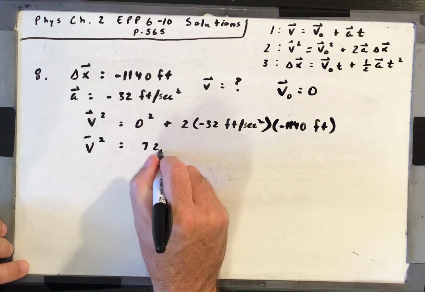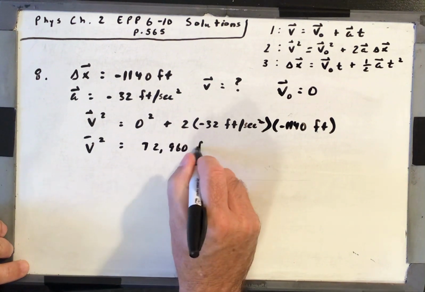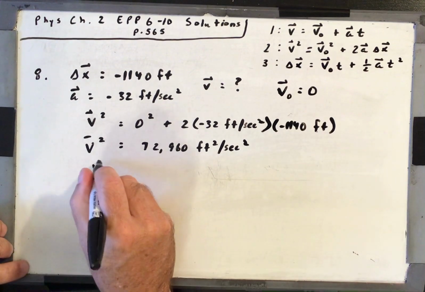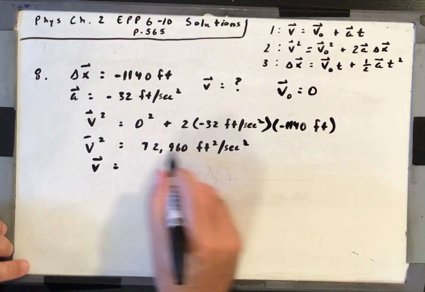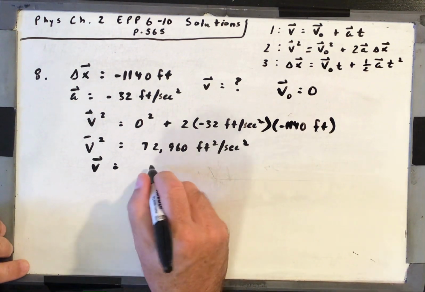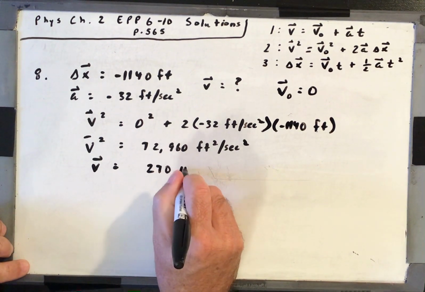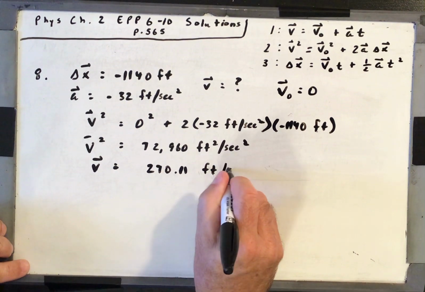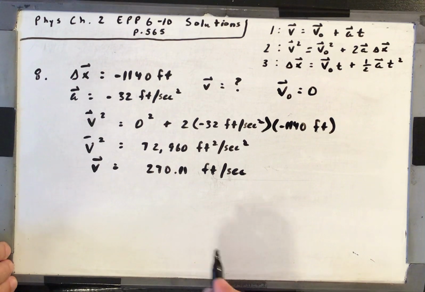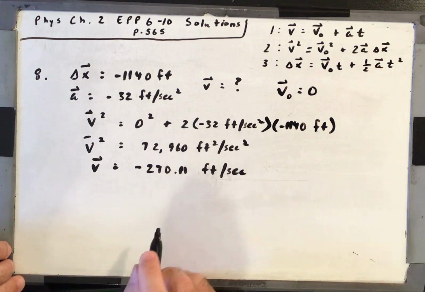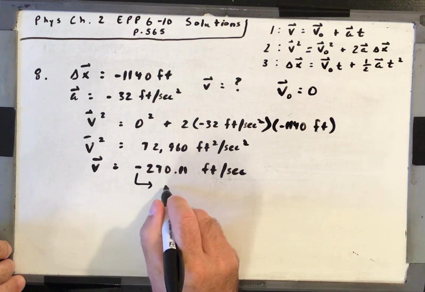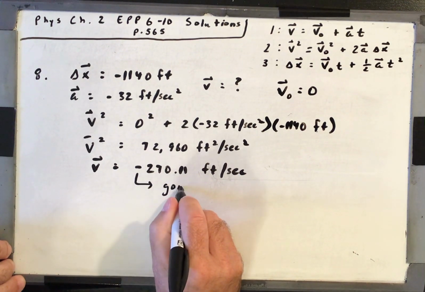72,960 feet squared per second squared. So final velocity is going to be the square root of that, which is 270.11 feet per second. But something is wrong with this answer. What's wrong with it? Well, it's a negative 270.11. Why is it negative? Because the sandbag is going down.